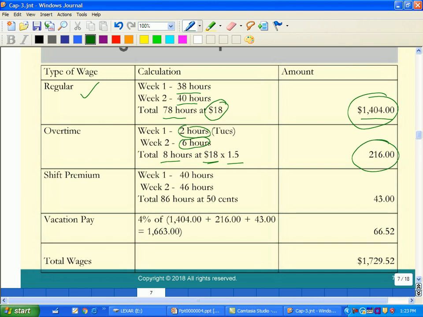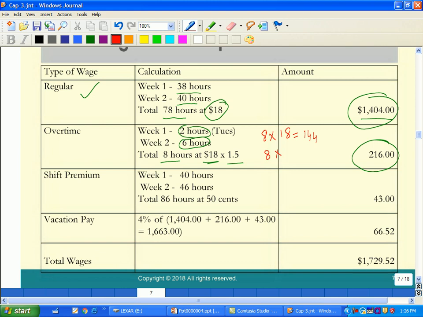Let me explain the calculation further so you can understand this. The total was 8 hours, so 8 hours multiplied by the regular rate of 18 comes to 144. Then there is another 8 hours where we have to apply the rate of 1.5. So how do we calculate that?